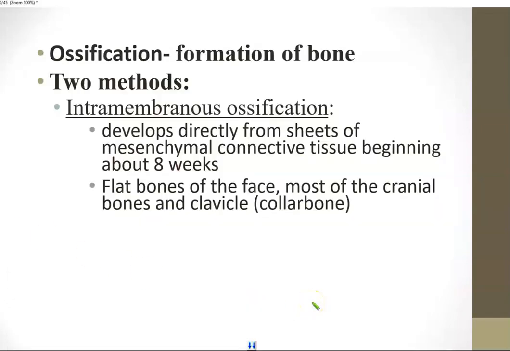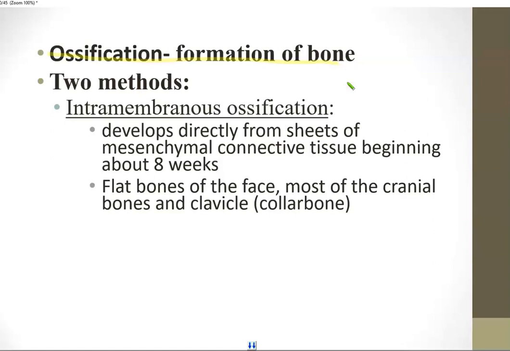So this is a term I would like you to know. What is ossification? Ossification is the formation of bones. This is something from your notes. Again, you can pause and write or get it from the PowerPoint, whichever you prefer.